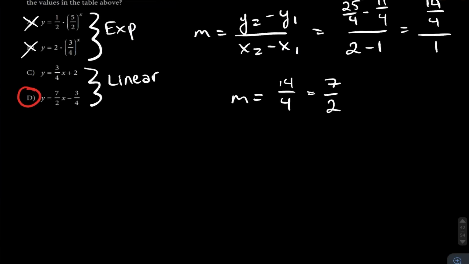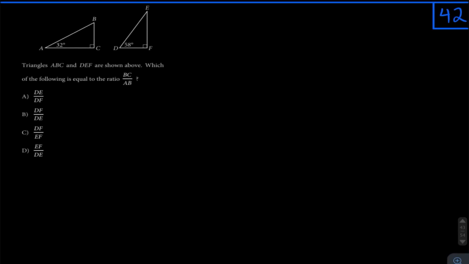So, moving on to problem 42 here. We have two triangles, and it says triangles ABC and DEF are shown above. Which of the following is equal to the ratio BC over AB? Looking at these two triangles, we're given some angle measures, so you can assume there's something we need to do here, and we also know that they're both right angles.